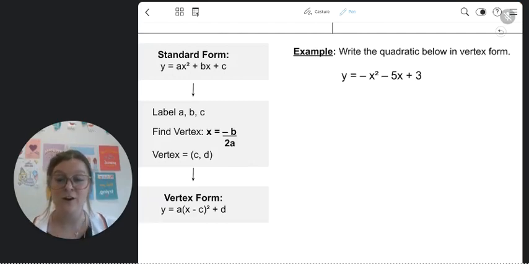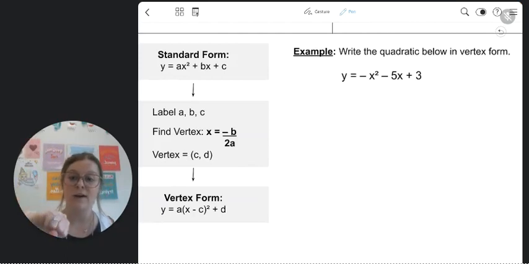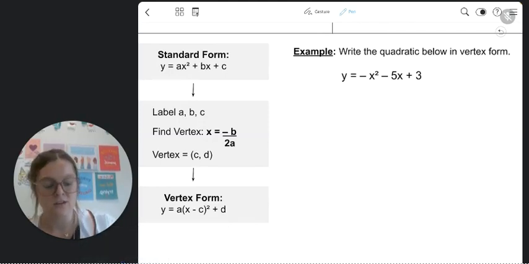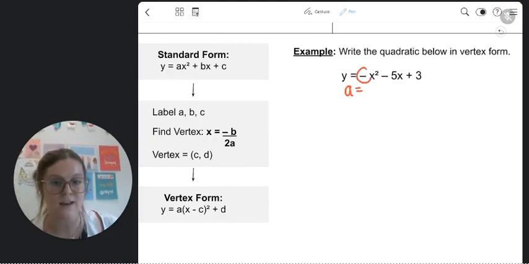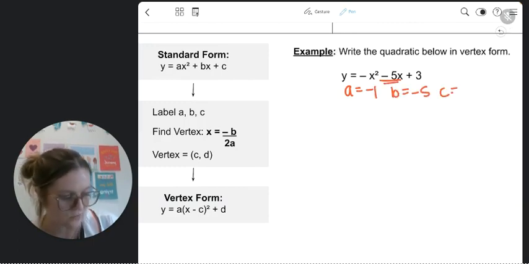Everybody, in this video we're going to do a whole process of taking a quadratic in standard form all the way to vertex form. All right, so here is our example. We have y is equal to negative x squared minus 5x plus 3. So we're going to take our a value and it's going to be in front. Remember, this is really a negative 1, so I'm going to put minus 1. Our b value is negative 5 and our c value is 3.